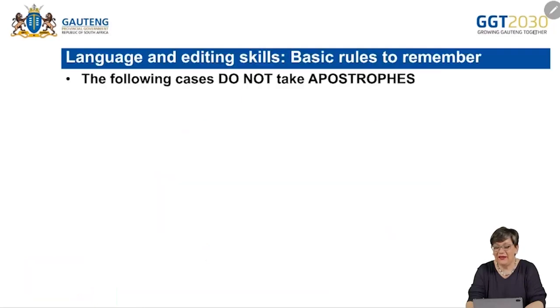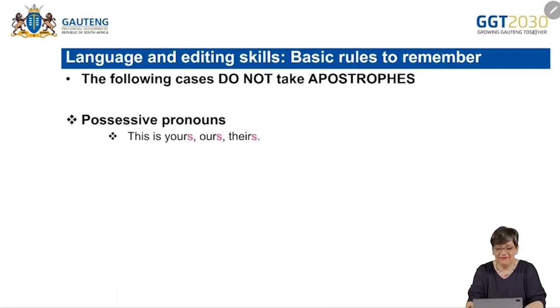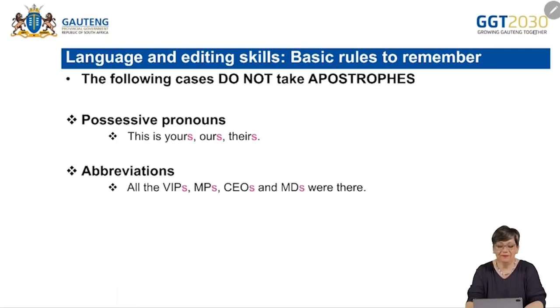Please remember that the following do not take apostrophes, and this is where we catch you out. Possessive pronouns like yours and ours and theirs don't take apostrophes. Abbreviations like VIPs, MPs, CEOs, no apostrophe. And even plural dates, no apostrophes. So I hope this makes sense and I hope you can remember it.